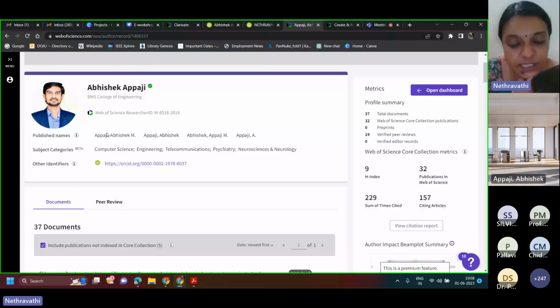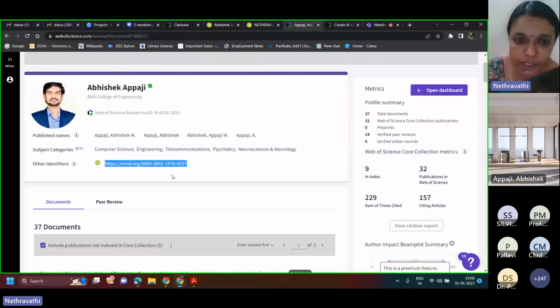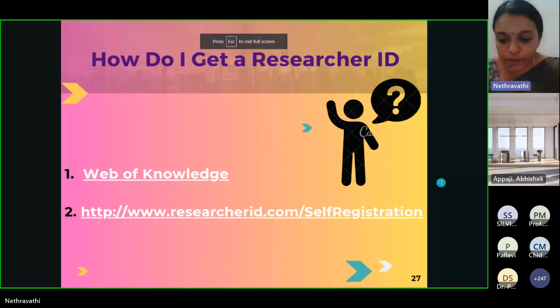I mentioned that we can link all the 3. So even this Web of Science can be linked to ORCID. See, Abhishek has already linked his researcher ID to ORCID ID. If you have not linked, when you go to the home page, it will show the option to link with the ORCID ID. You just have to click on that, and it will link to the ORCID ID. I hope all of you are with me.